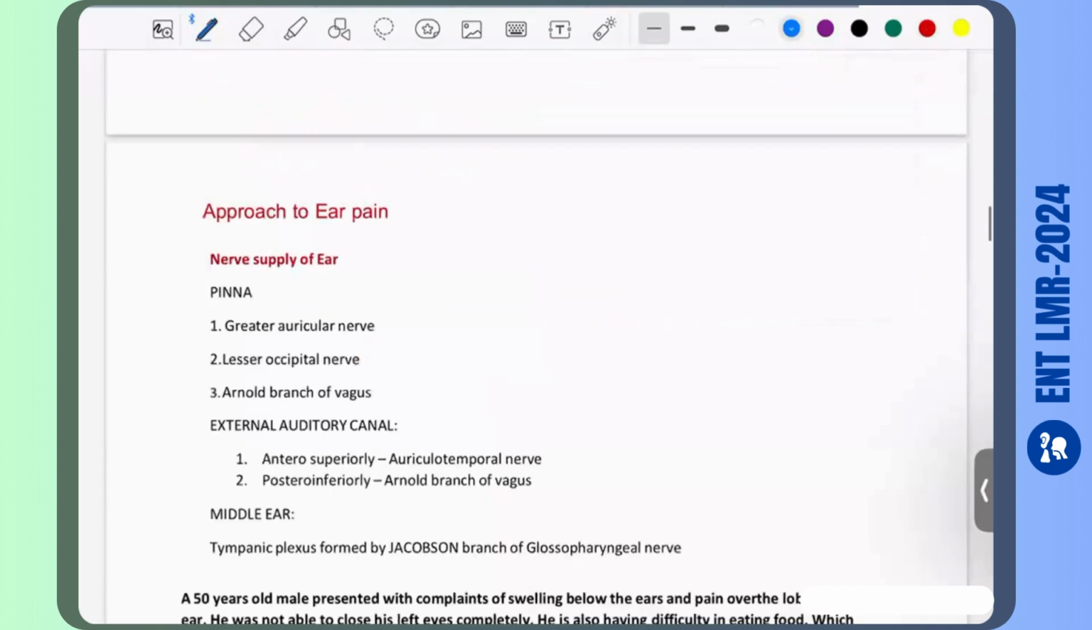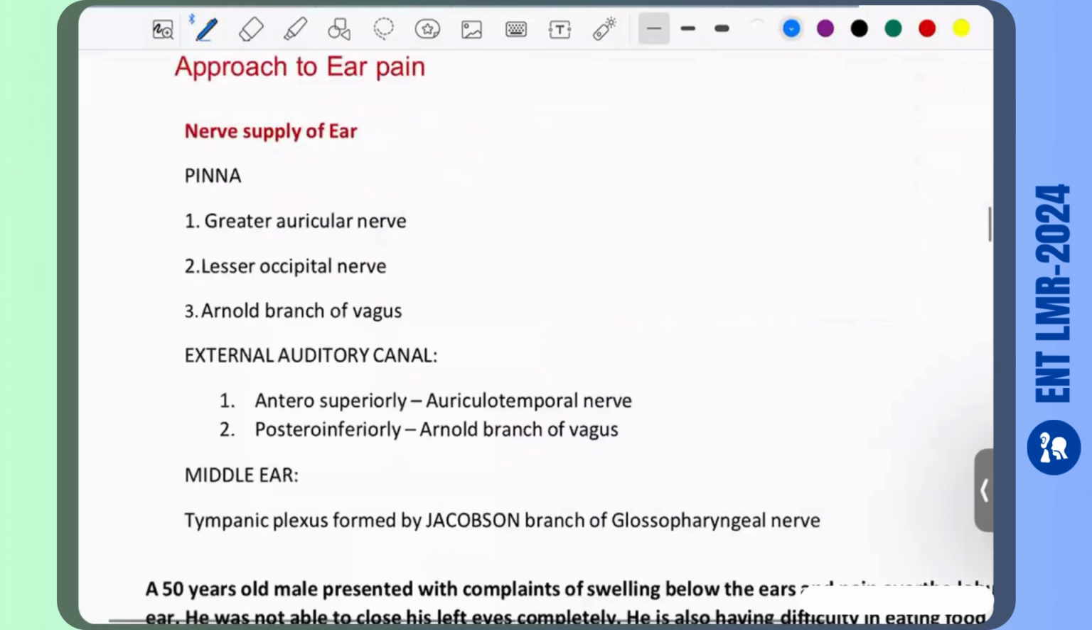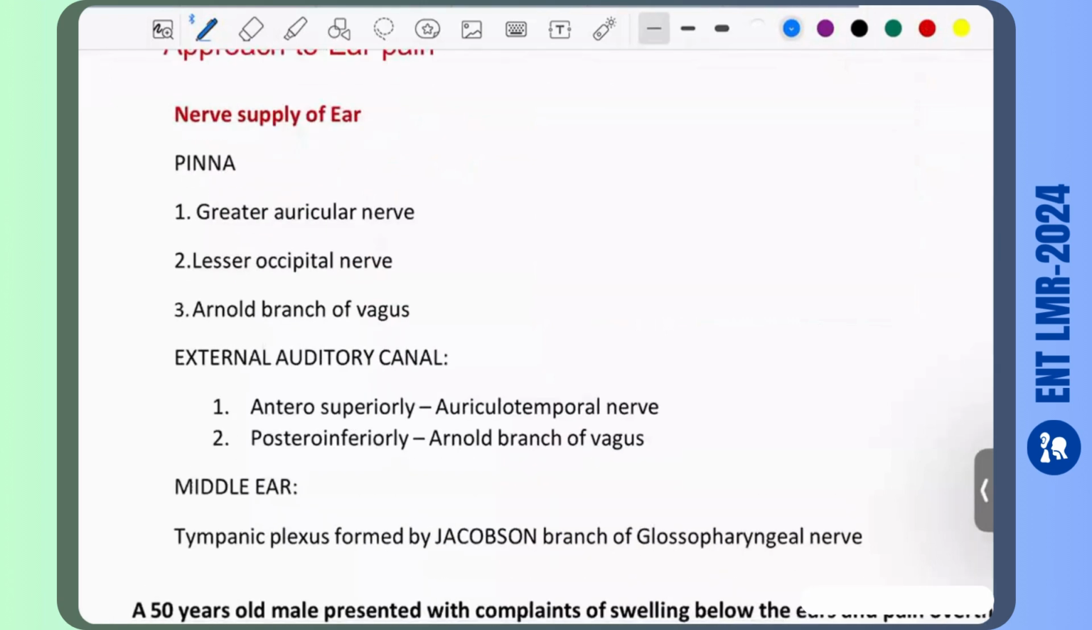So we finished approach to ear discharge and approach to hard of hearing. Now we'll study approach to ear pain. First, what is the nerve supply of the pinna? The pinna has the greater auricular nerve, lesser occipital nerve, auricular branch of vagus, and also the auriculotemporal nerve, which is a branch of the mandibular division of the trigeminal nerve.